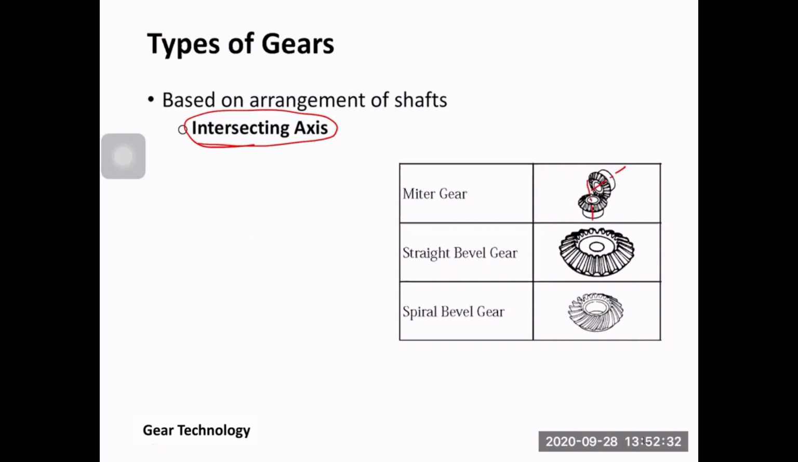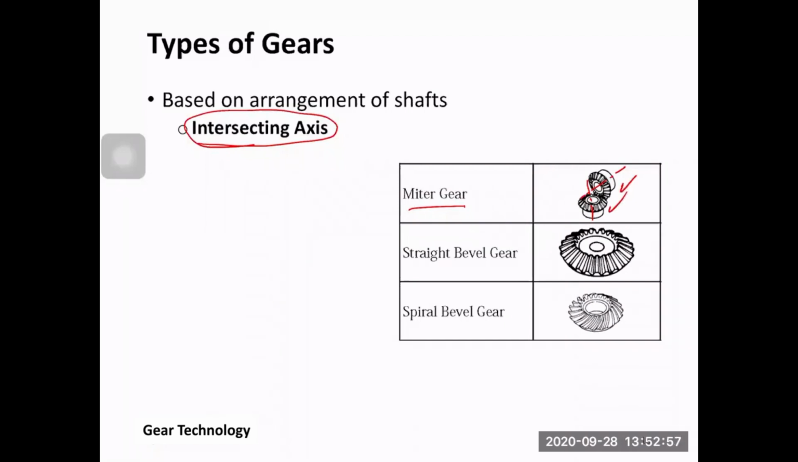So we have two perpendicular shafts here. They don't have to be perpendicular, but they can be at any angle. But in this case, we use what's called bevel gears. And as you see here on the screen, there are different types of bevel gears. We have mitre gear. Mitre gear, the pinion and the wheel, they have the same size. So these two are of the same size.